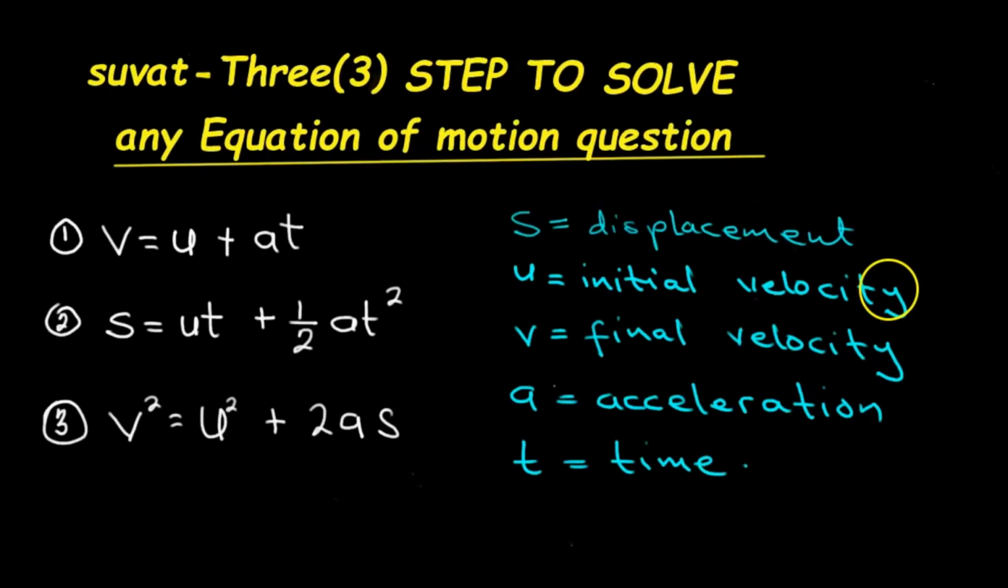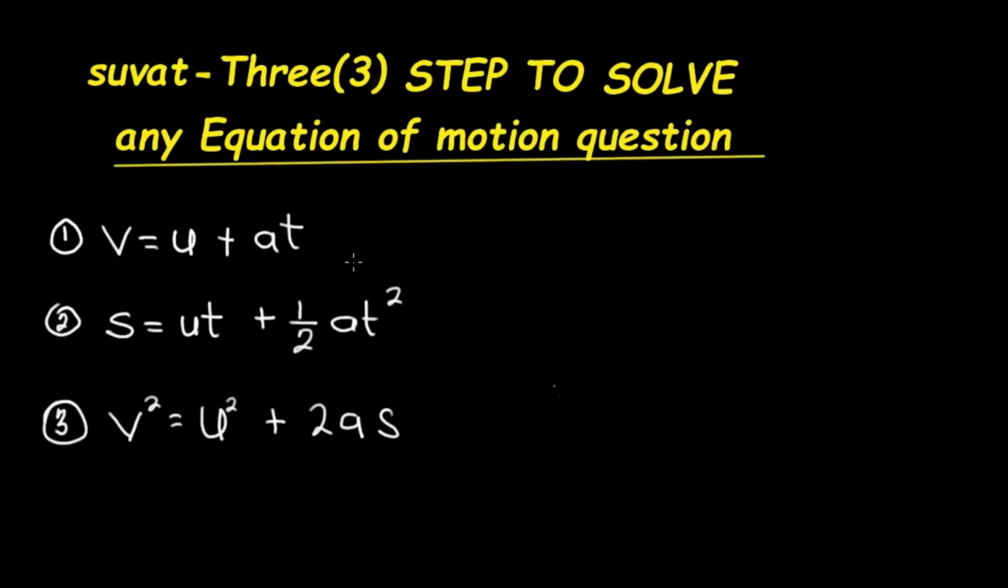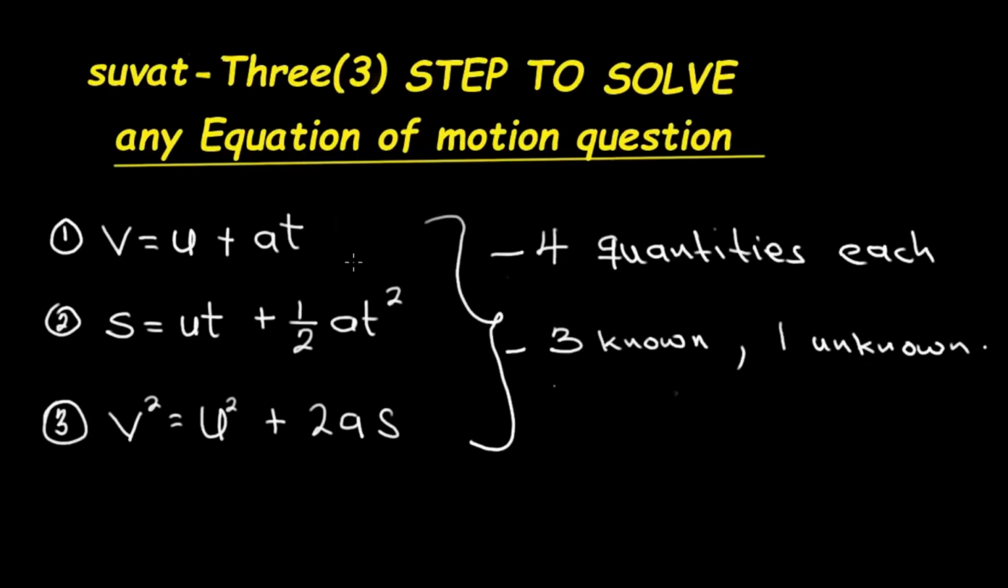But technically, we have just 4 because initial velocity and final velocity are both velocities. So you have displacement, velocity, acceleration, and time. Now, when you study these equations, you'll notice that in each of the equations, we have 4 quantities. Equation 1 has final velocity, initial velocity, acceleration, and time. Equation 2 has displacement, initial velocity, time, and acceleration. And the third one has final velocity, initial velocity, acceleration, and displacement. So at any point in time, you have 4 quantities in each formula.